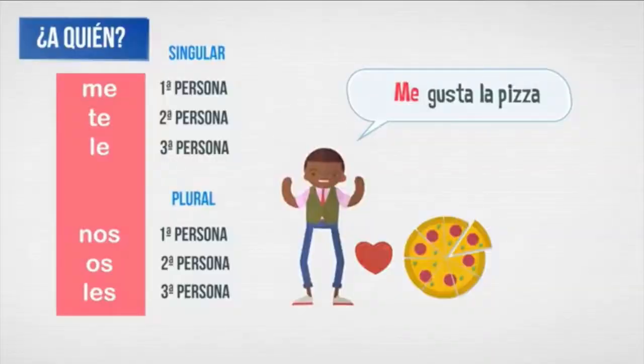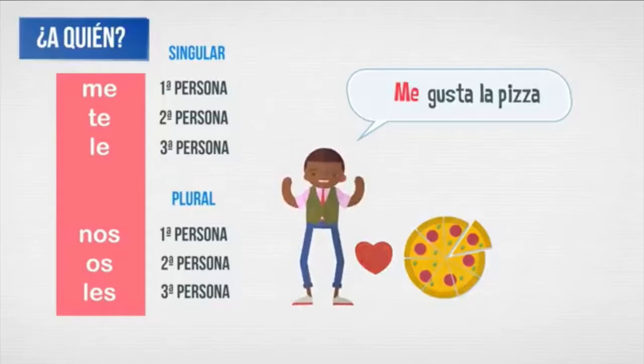The purpose of this video is that after watching the video, we are going to be able to understand the song. First of all, I want you to understand that the verb gustar is a special verb. This is why we need this me, te, le, nos, os, les. We call it in Spanish objeto indirecto or indirect object.